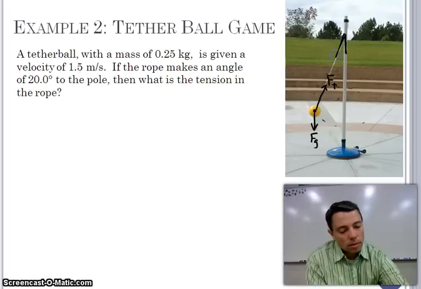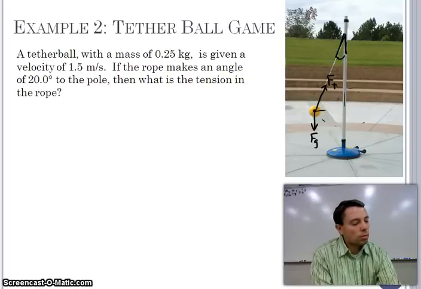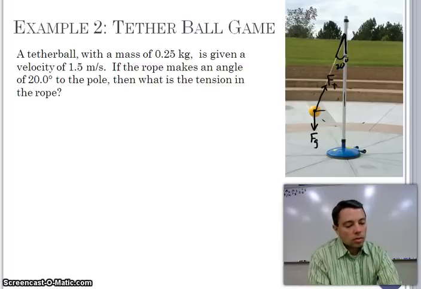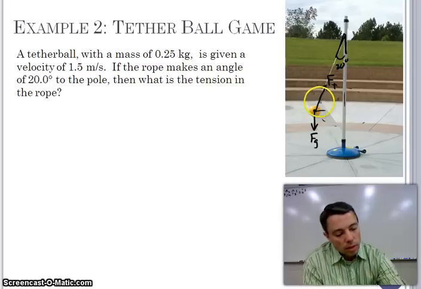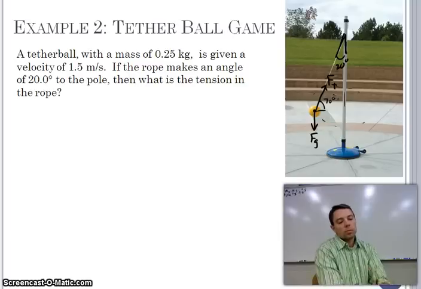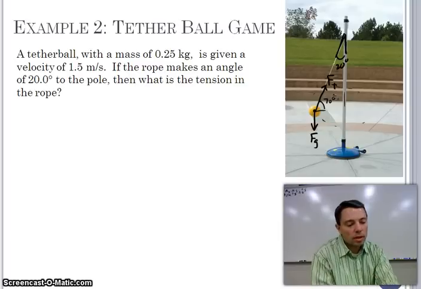So I'm going to look at this in terms of a triangle. The angle between the pole, it says, is 20 degrees. And so I'm going to say, well, the angle to the horizontal is then 70 degrees, because again, they're complementary. Remember, everything has to add up to 180. So 90, 70, and 20 makes 180.